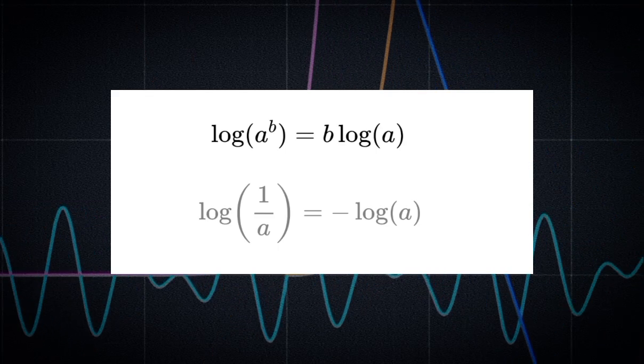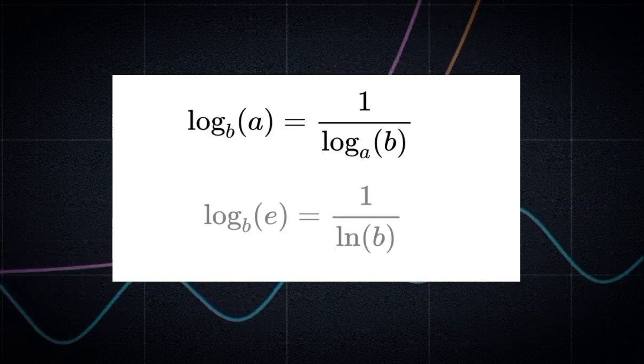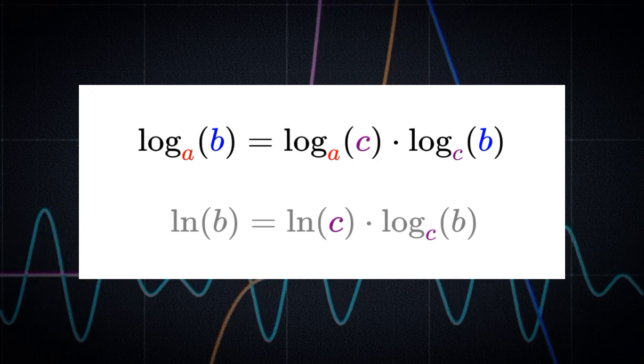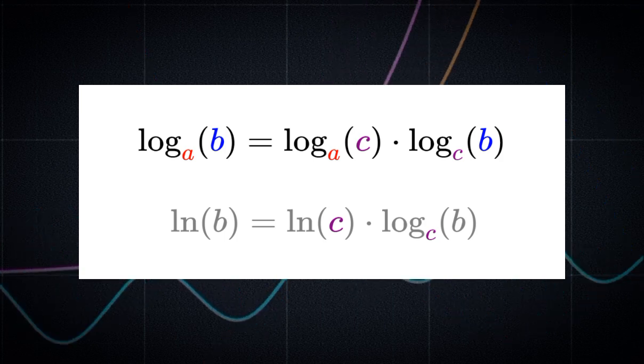Logarithm of A to B, that is, logarithm of A multiplied by B. Logarithm of A base B, that is, 1 by logarithm base A of B. Logarithm base A of B, that is, natural logarithm of B and that by natural logarithm of A. Logarithm base A of B, that is, logarithm base A of C, and that times logarithm base C of B.